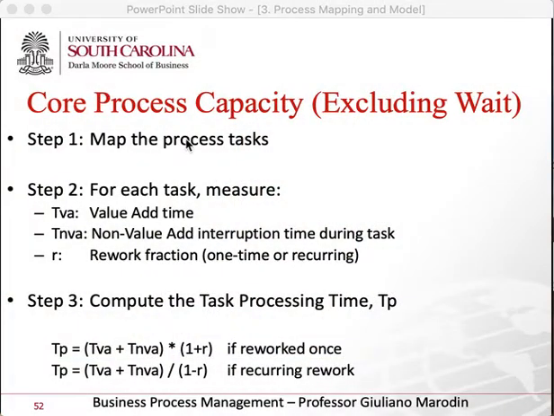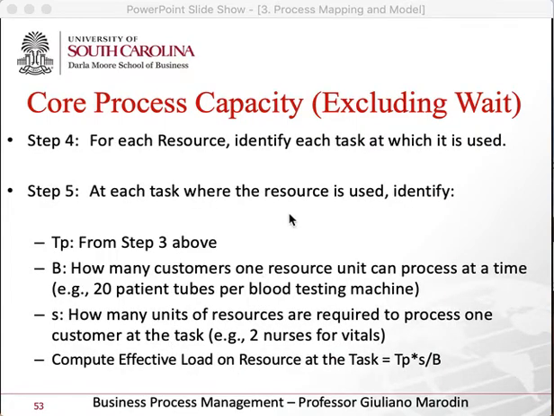Okay, so first step, understand the process tasks. So do a process map, and then I'm going to measure the value added and the rework time for those steps. And again, it's the same way that we learned on the core flow time, how to calculate the task processing time. Usually this is the first one. Then that's where it is different, right? So the first steps are the same. Usually the problems will do flow time and then capacity.